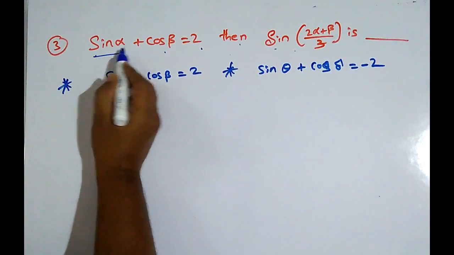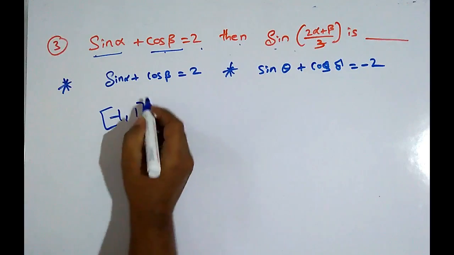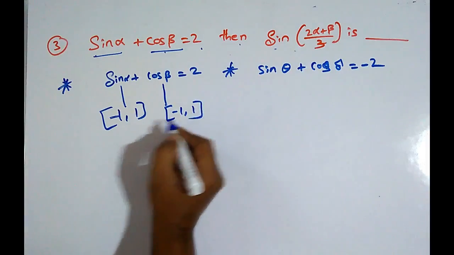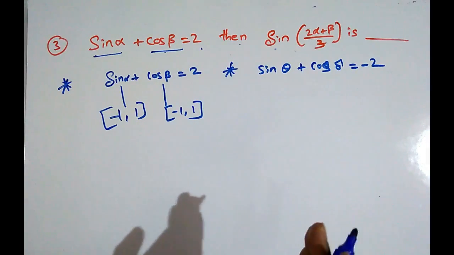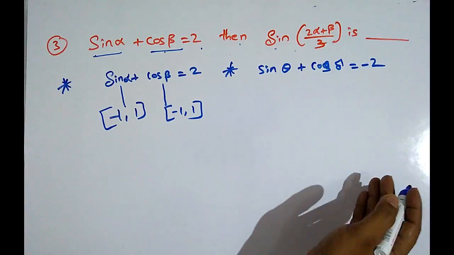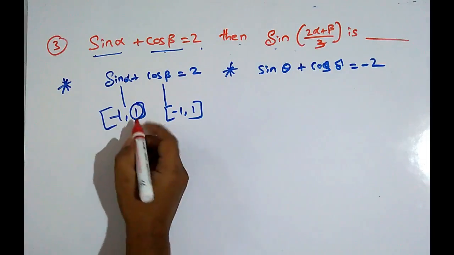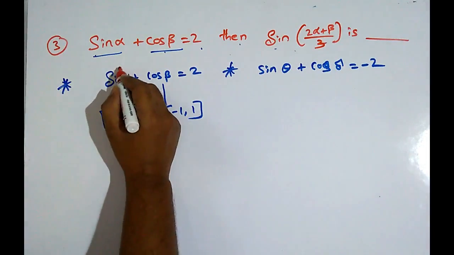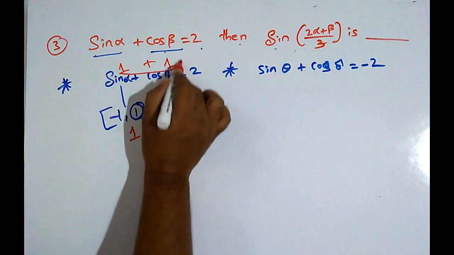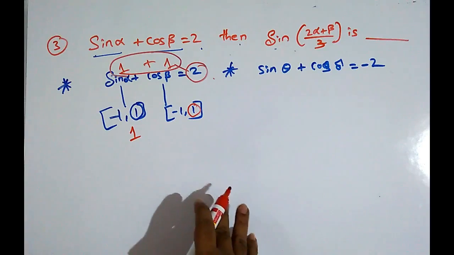So here the sine and cos have ranges between -1 to 1, friends. For sine it is -1 to 1. For cos it is -1 to 1, friends. So the only possible way, if sine alpha plus cos beta is equal to 2, is that we have to take the maximum values. That is, if sine alpha is 1 and cos beta is 1, only then the sum of these two functions will become 2, friends. Am I getting clear?